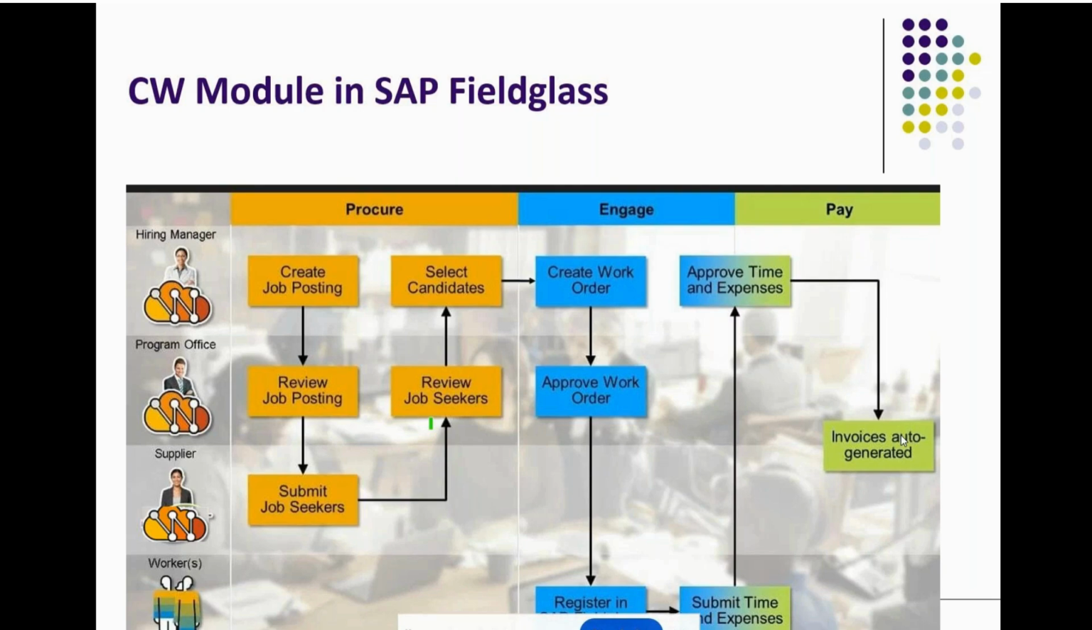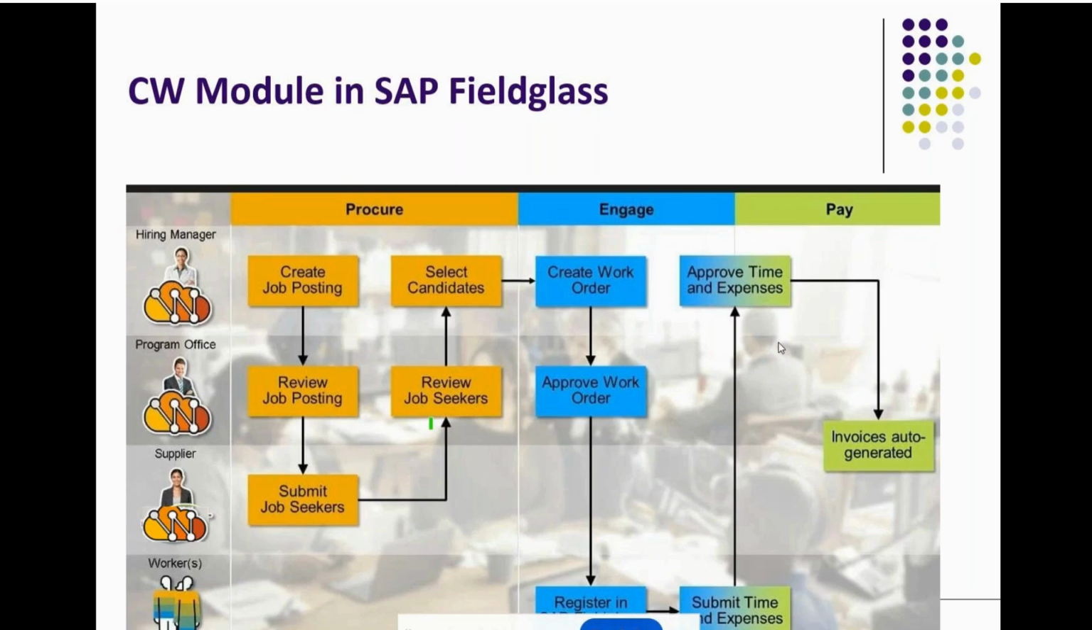Then the worker registers, submits timesheets and works on the project, submits timesheets and expenses that are approved by hiring managers and, if required, any additional approval. Once approved, the invoice is generated. There are two types of invoice, if you have seen. In Fieldglass, we support mostly auto invoicing, but there is also some manual invoicing.